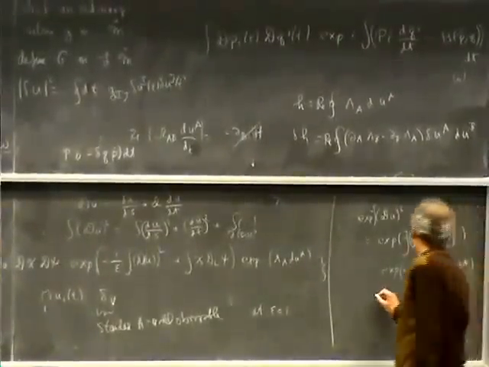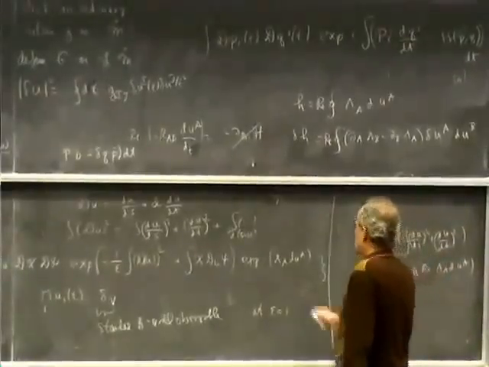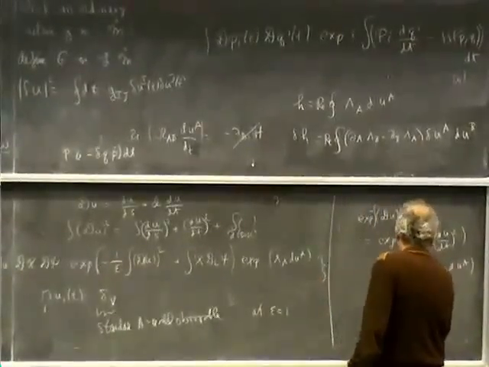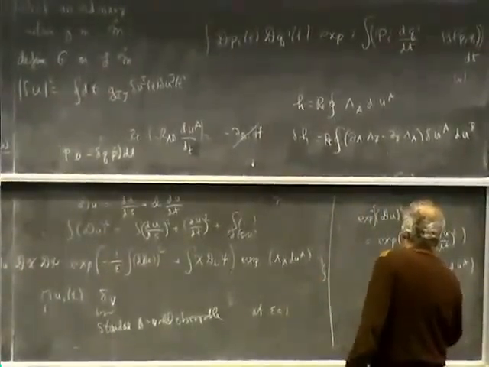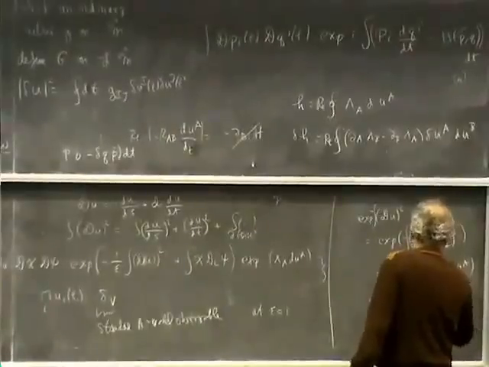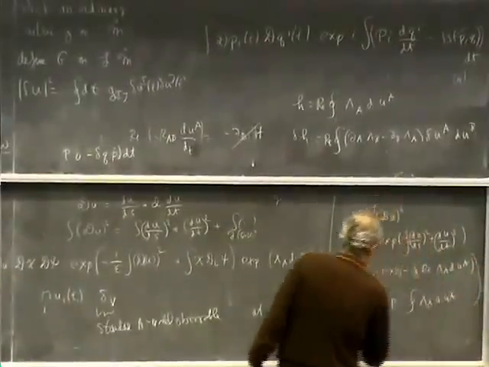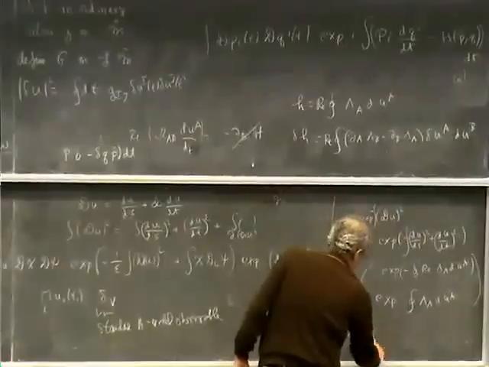So then this thing is, of course, the exponential of lambda du. So we've canceled the real part, and what we're left over with is the imaginary part.